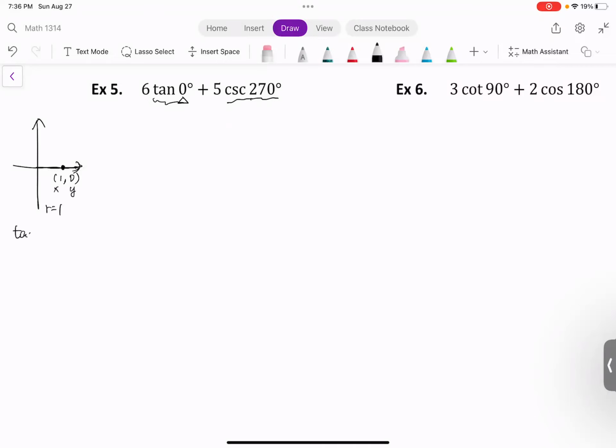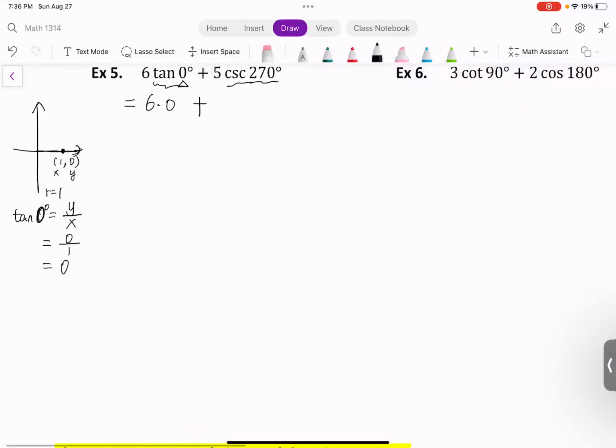How to find the tangent of 0 degrees? What is the formula of tangent? Tangent equals y over x. I don't need to find r. So y equals 0, x equals 1. So tangent 0 is 0. Oh, the first part is 6 times 0. It's not a good 0. And how about the second part? What is the cosecant of 270 degrees?